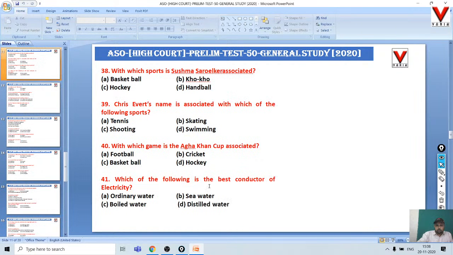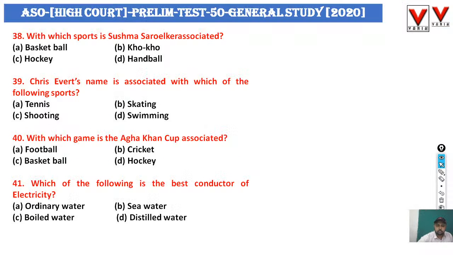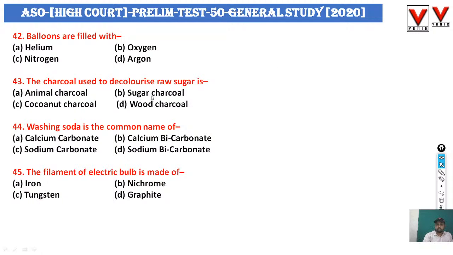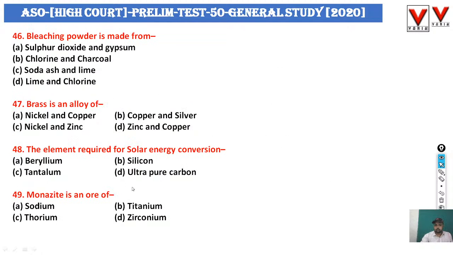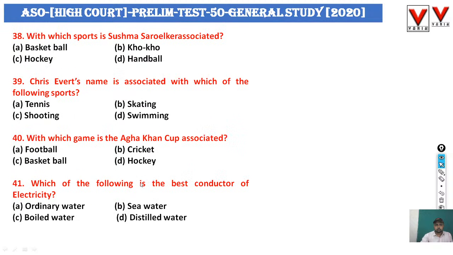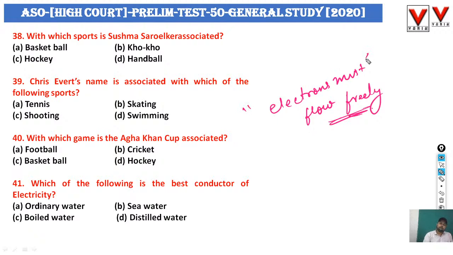Question 41: which of the following is the best conductor of electricity? Normally, for the best conductor of electricity, there should be free flow of electrons. So electrons must flow freely. So free electrons should be able to flow.